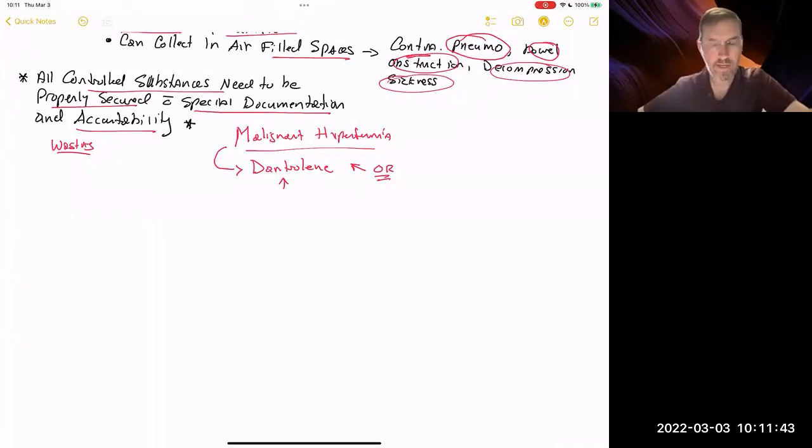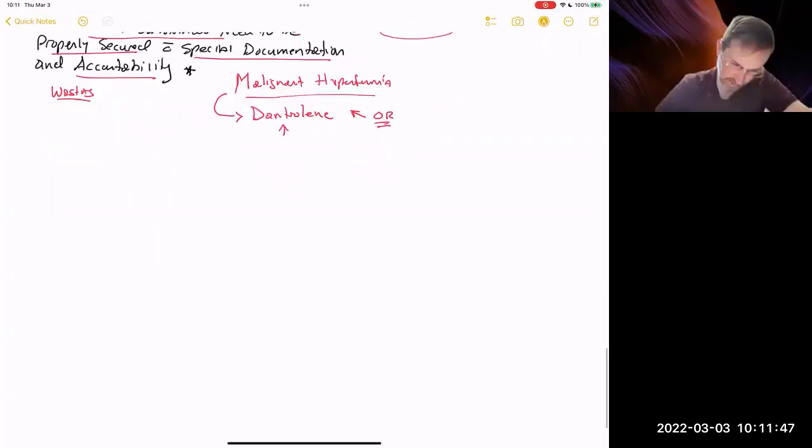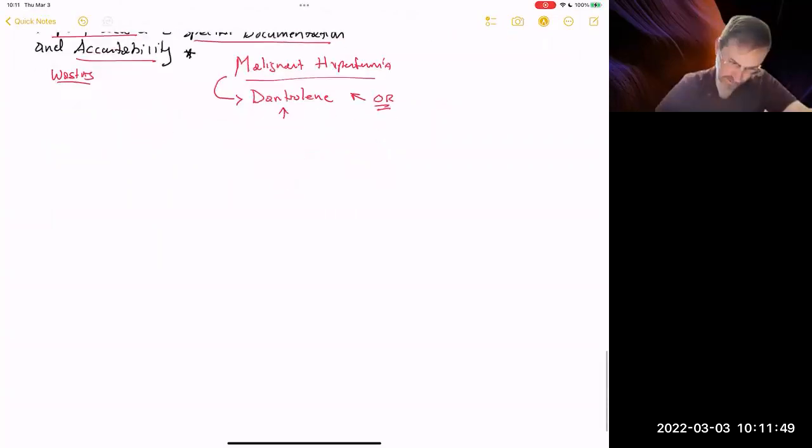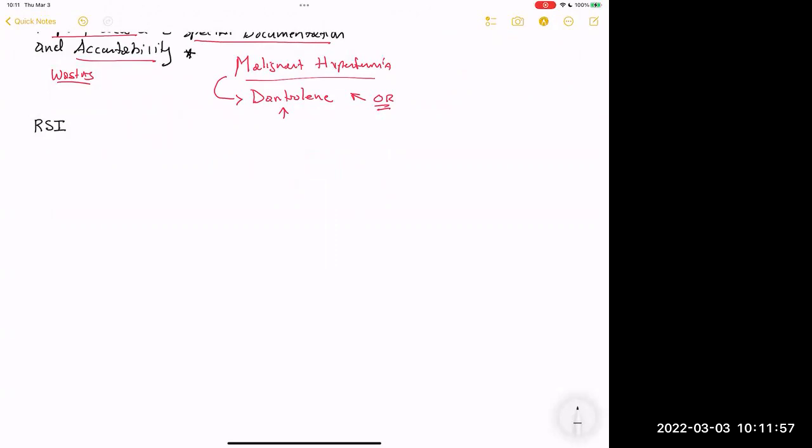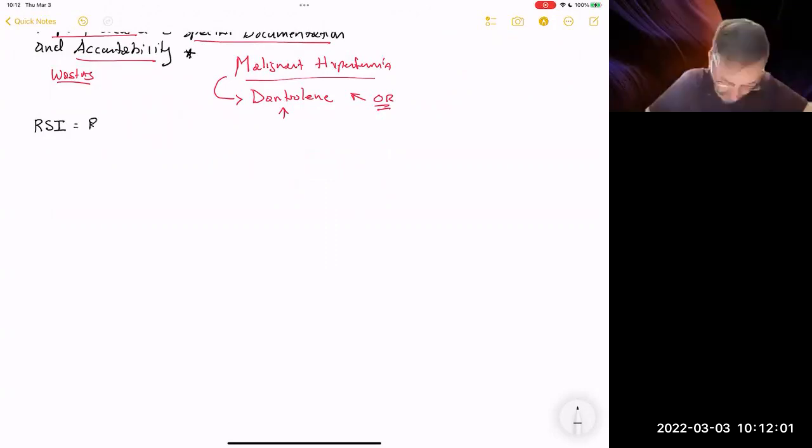All right. Well, the last thing I want to talk about is just a little bit about RSI. Does anyone know what RSI is? Rapid sequence inhibition. Yeah, it's a very special technique. It's called rapid sequence intubation.